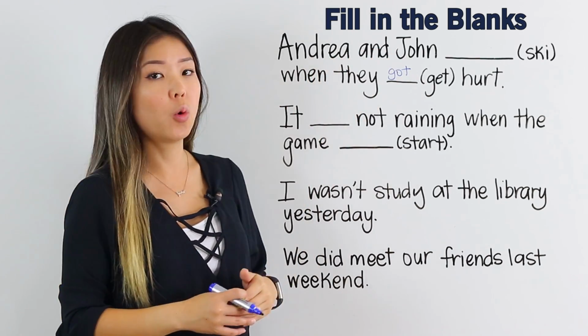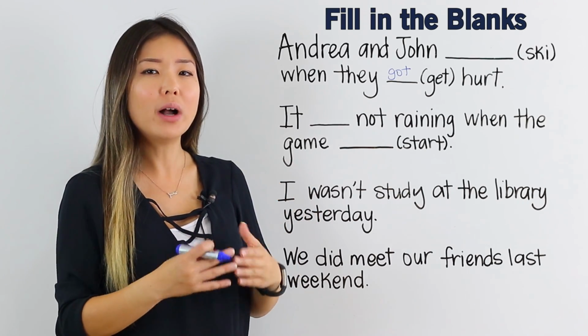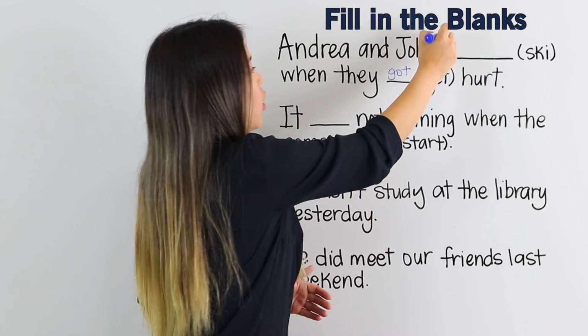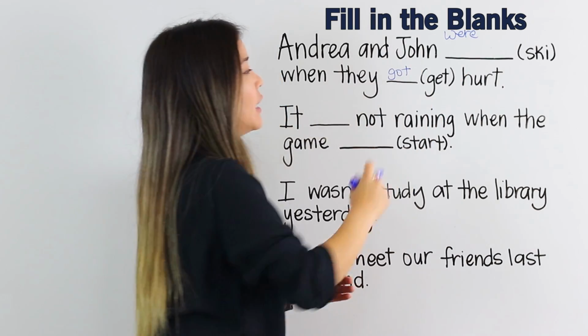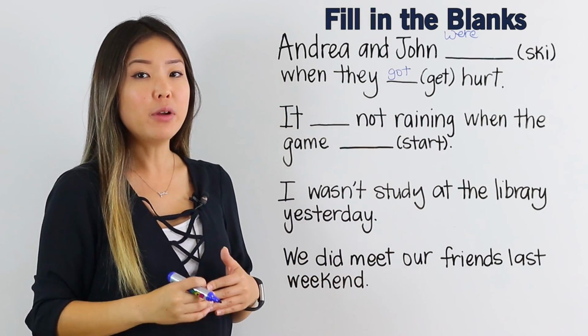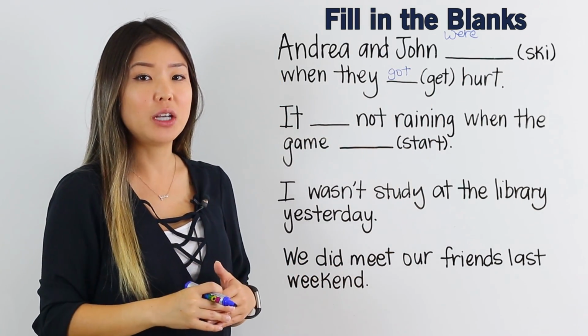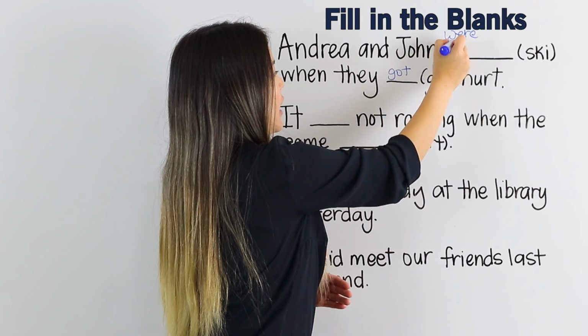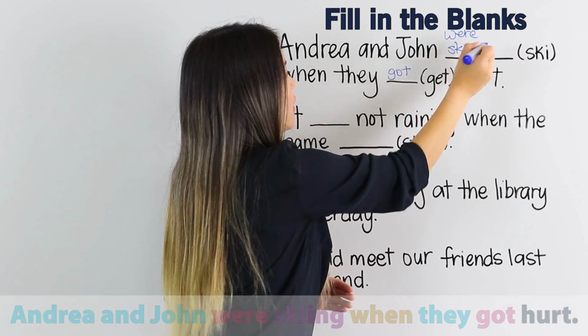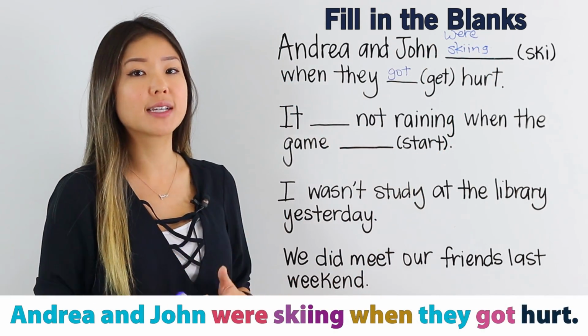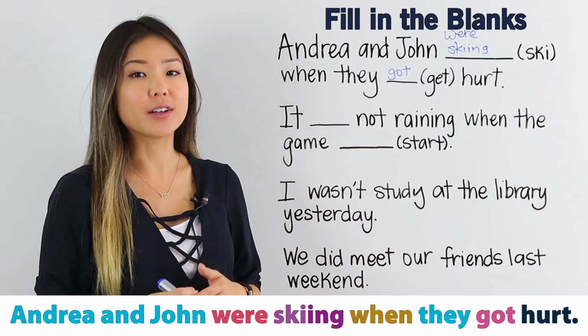Now, let's take a look at the action that was in progress in the past. Andrea and John, or they, well, what comes after they? Were. Andrea and John were. Then remember we need to add ing to the verb. They were skiing, or Andrea and John were skiing when they got hurt.